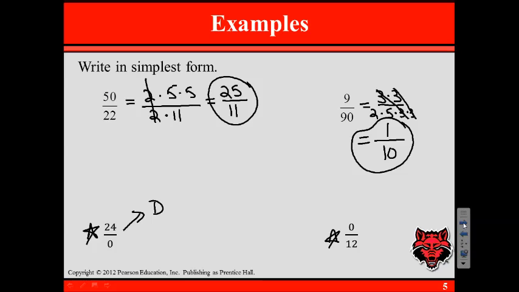So this does not exist. Another way we could say that, anytime we divide by 0, this fraction is undefined.